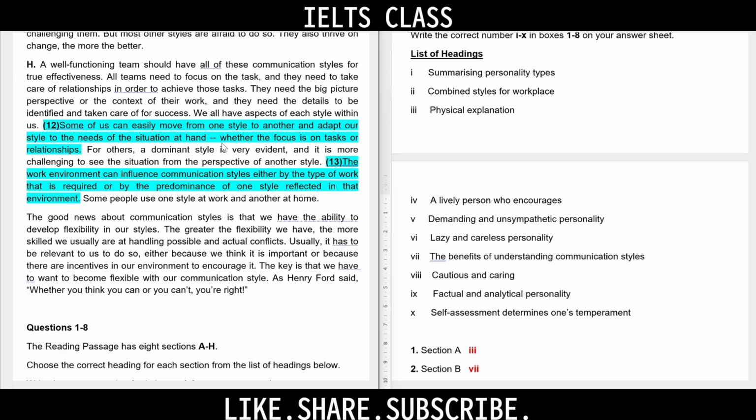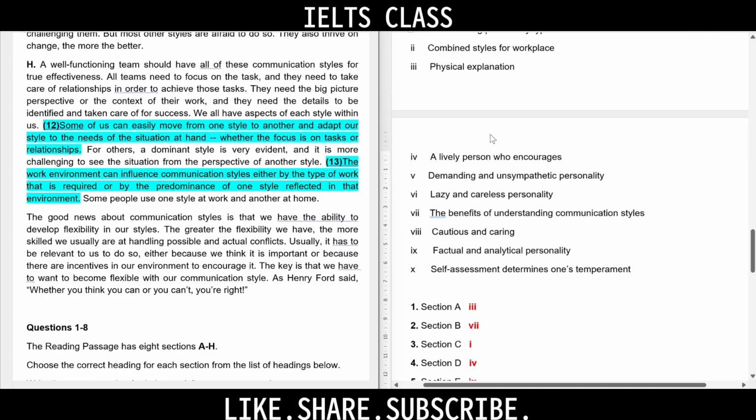So they are talking about work, like in workplace all types of personalities are needed so that they could balance out each other. A well functioning team should have all of these communication styles for true effectiveness. Only because if the workplace would have all these personality types, then only the job, the task, it would be the most effective. So, combined styles for workplace. This would be the answer for paragraph H.